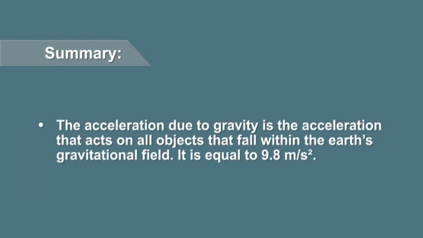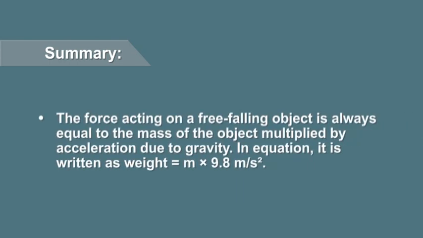The acceleration due to gravity is the acceleration that acts on all objects that fall within the Earth's gravitational field. It is equal to 9.8 meters per second squared. The force acting on a free-falling object is always equal to the mass of the object multiplied by acceleration due to gravity. In equation, it is written as weight is equal to mass times 9.8 meters per second squared.